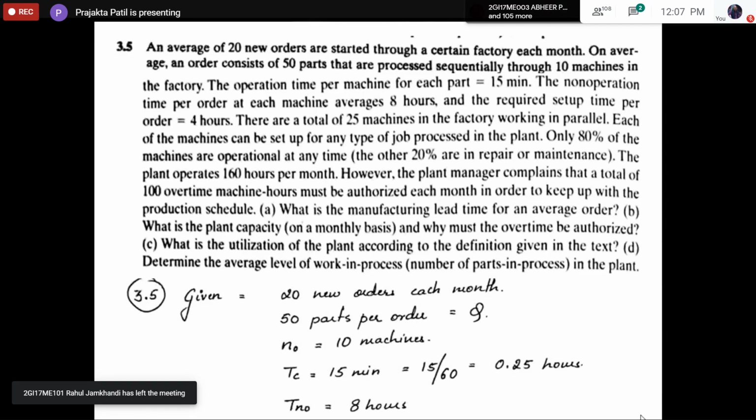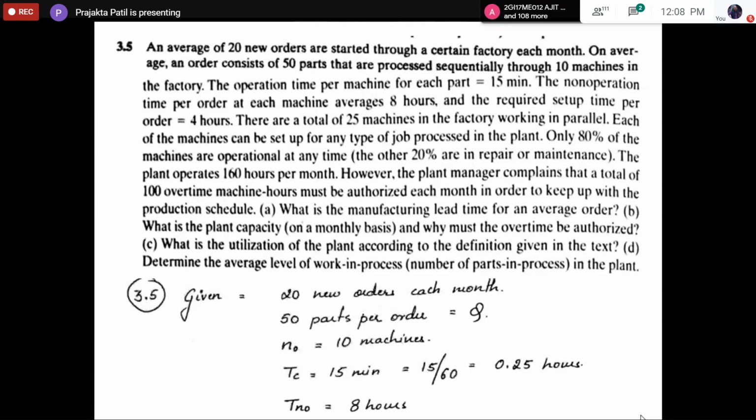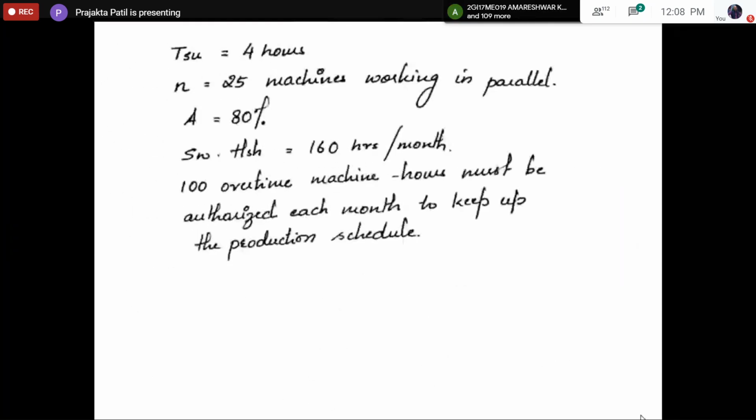So this is the given data, some part of the given data. It said that there are 20 new orders each month and 50 parts per order. The Q is 50 parts per order. N naught is given as 10 machines. That is operating time TC is given as 15 minutes, that is 0.25 hours. And the non-operation time is 8 hours. Also, setup time is given as 4 hours.